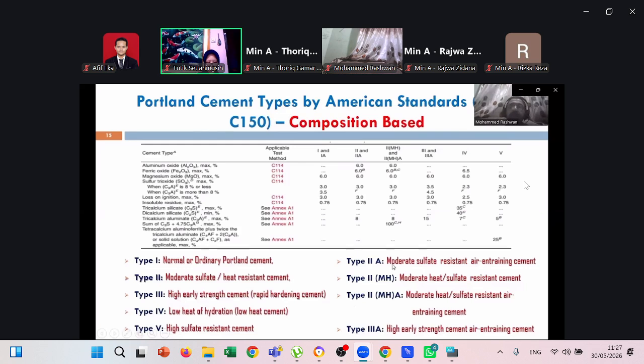And there is a subdivision of these five types: type A, the same purpose but with air-entraining cement. Air-entraining admixtures are added to the cement, especially for cold weather, for freezing resistance.